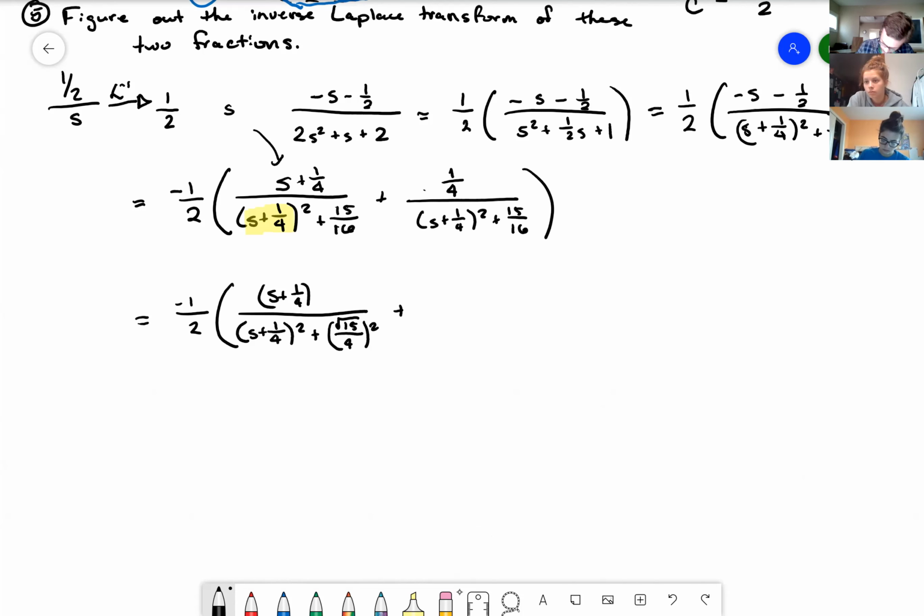And this other piece I want in the form a over s squared plus a squared. So s squared plus a squared. Again, going to be 15 over 4 squared. And the numerator I want to be square root of 15 over 4. Well, it's already 1/4. So I can make this a square root of 15 over 4, if I put a divided by square root of 15 out front.